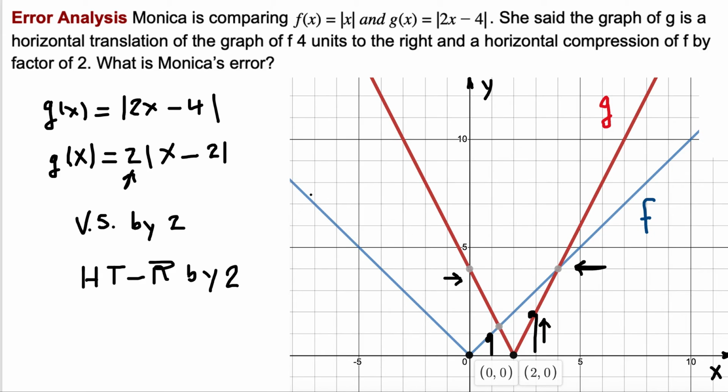So Monica is right when she said it's a compression by a factor of 2. This is completely right. The only mistake was the horizontal translation. It was not 4 units as she interpreted from the graph of the function, but just 2 units. If you look at the graph of the function, the vertex is translated, or shifted, 2 units to the right.